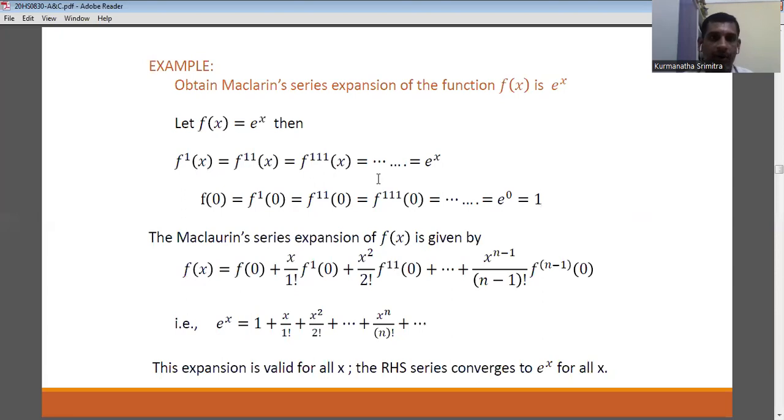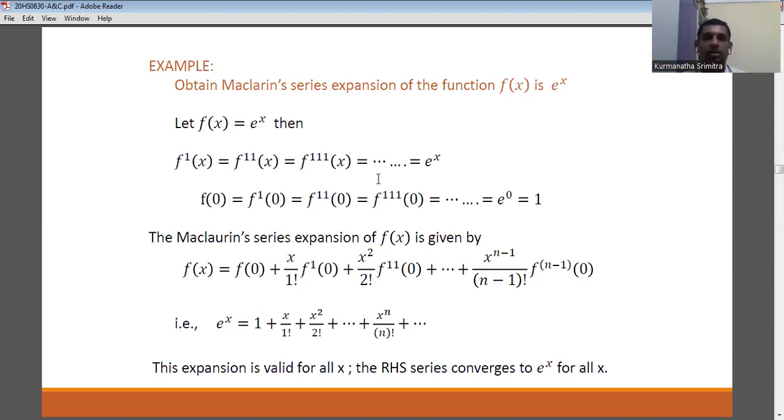Another example, for the Maclaurin series, is if we take the function e power x. The fixed value for b is 0. So f of 0, f dash of 0, f double dash of 0 are all equal to 1. In the Maclaurin series expansion, we can directly substitute in the series f of x equals f of 0 plus x by 1 factorial f dash of 0 plus and so on. So e power x equals 1 plus x by 1 factorial plus x square by 2 factorial plus and so on, plus the generalized nth term x power n by n factorial, and so on.